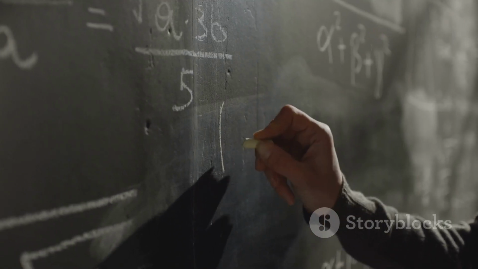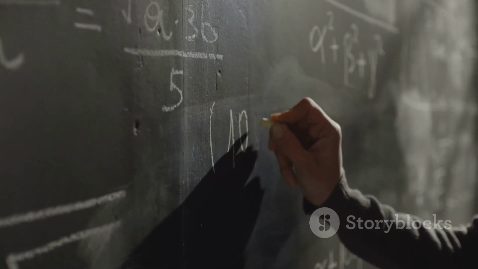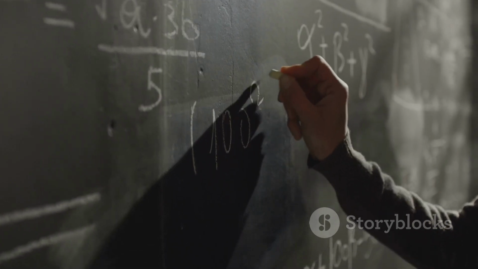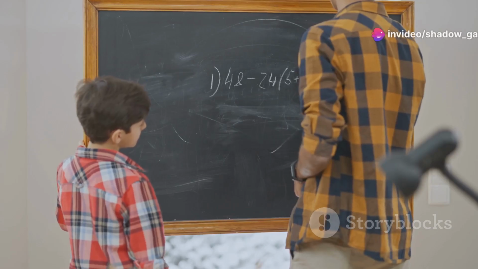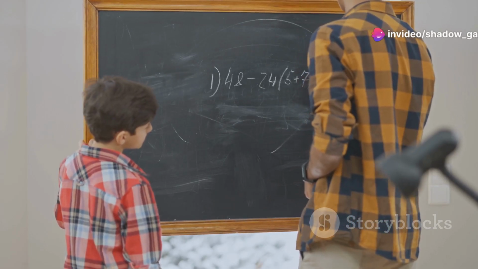Step 1. Combine like terms. This is crucial because it reduces the complexity of the equation, making it easier to solve. If there are like terms on opposite sides of the equation, we need to combine them.